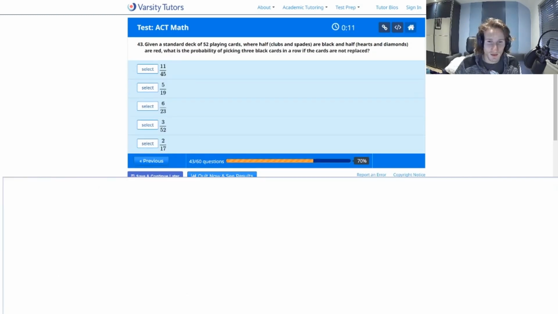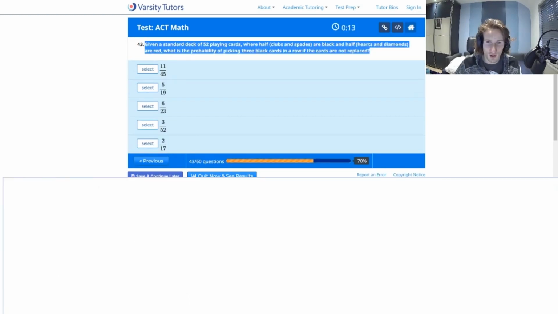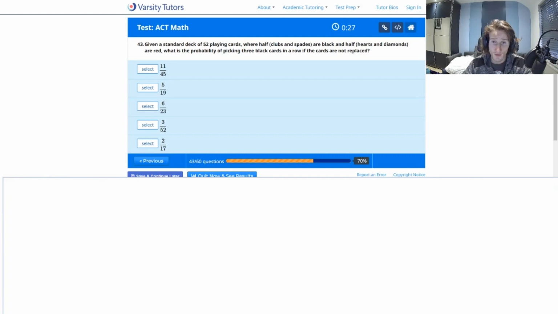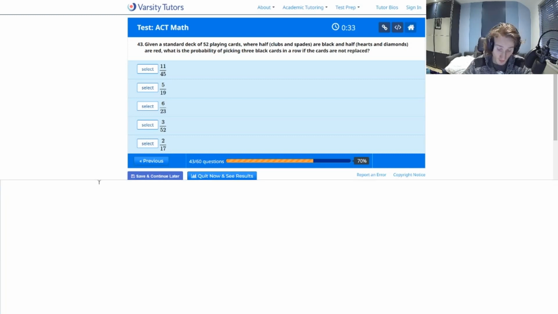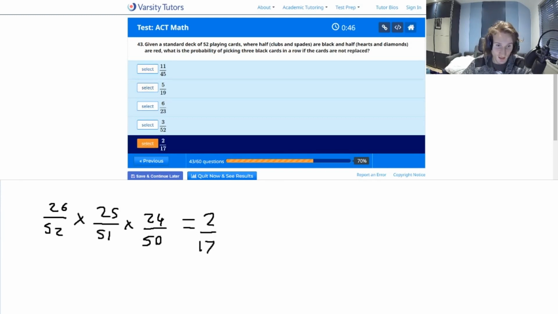What's the probability of picking 3 blacks in a row if they are not replaced? 3 black cards in a row, so it's going to be 50% times 25 over 51 times 24 over 50. 2 in 17.